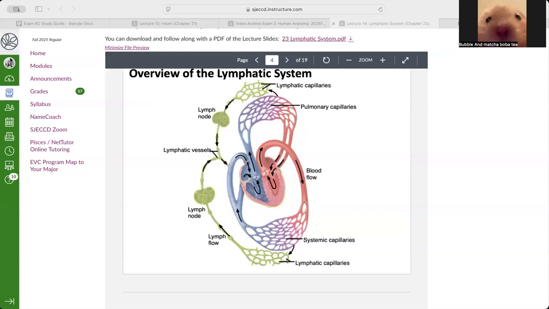Okay, so blood leaves your heart through the aorta. It travels to the tissues of your body and enters into capillary beds where fluid is going to leave the capillary beds and become extracellular fluid. And the excess fluid that does not return is going to enter into your lymphatic system.